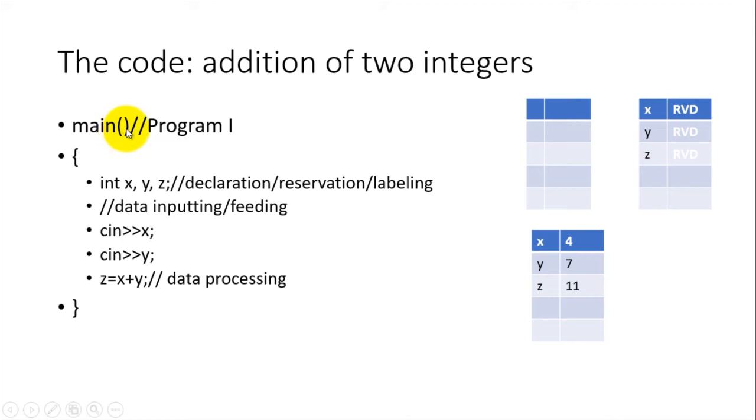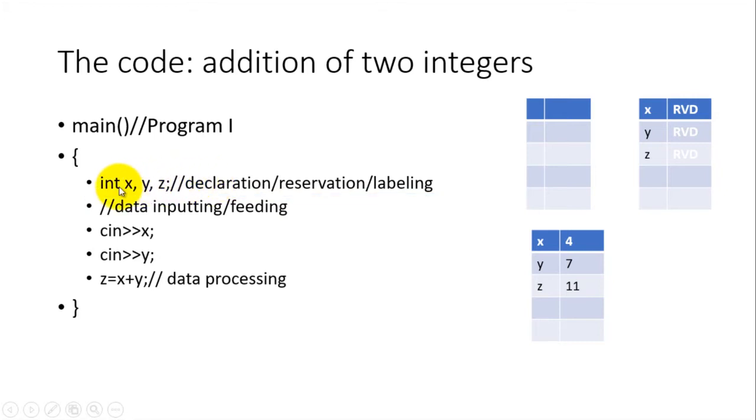That is the main part of the code. And line number two is where now the paragraph starts, which is closed by the last line here. Now, as we get into line number three, this is where the real thinking of programming starts.